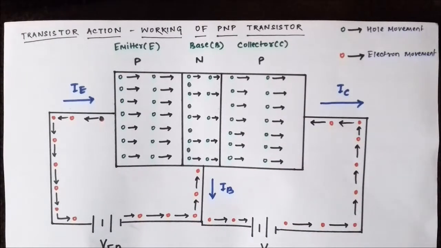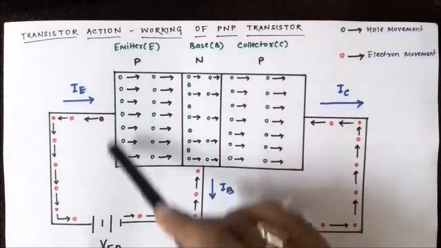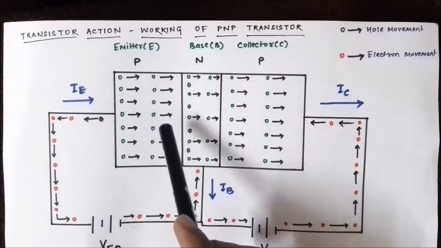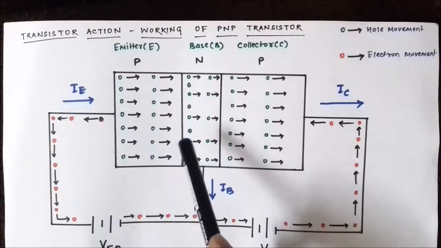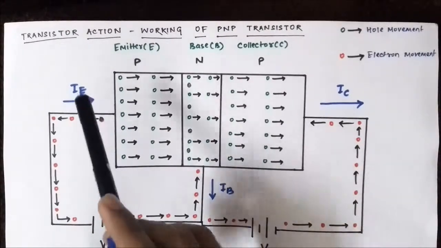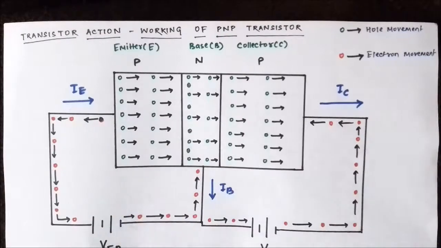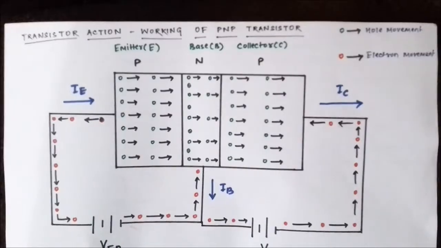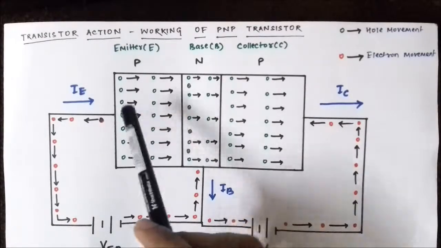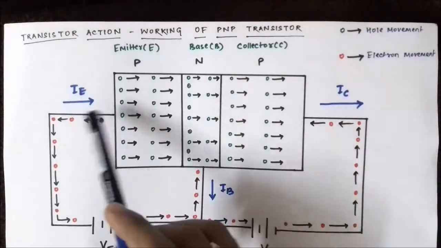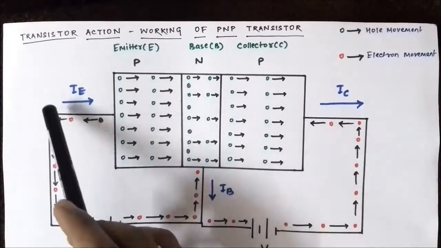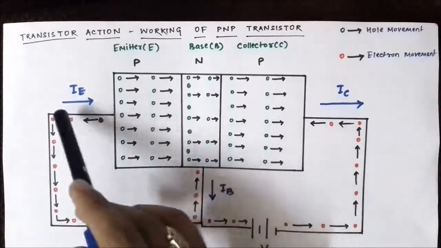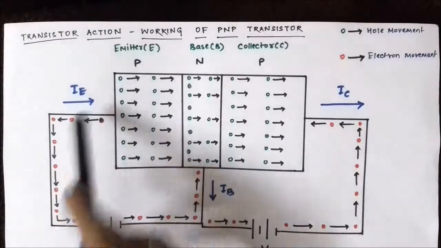Okay, so when these holes move towards the base, this leads to the generation of the emitter current in the same direction. We know that the direction of movement of holes is the same as the direction of the conventional current. So the movement of the holes from the p-type emitter to the n-type base generates the emitter current in the same direction, towards the BJT, towards the emitter in this direction, which is IE.